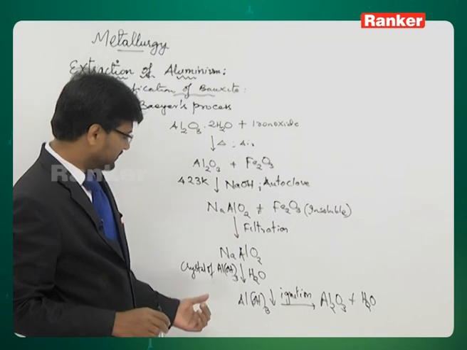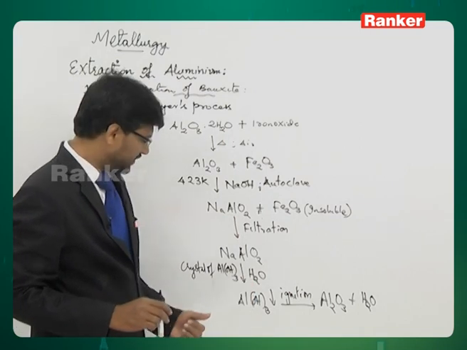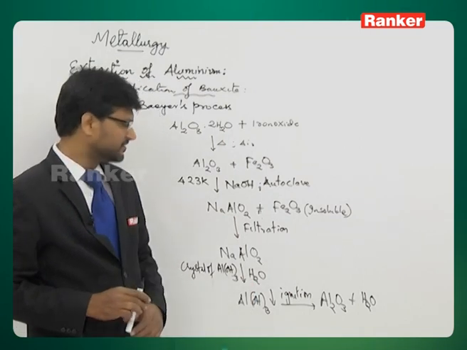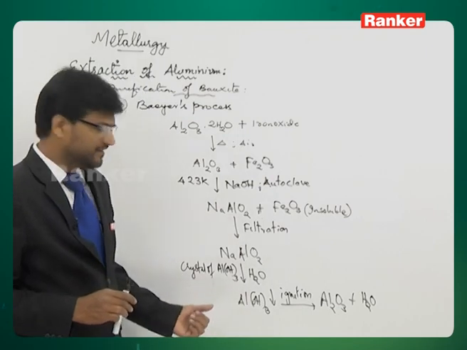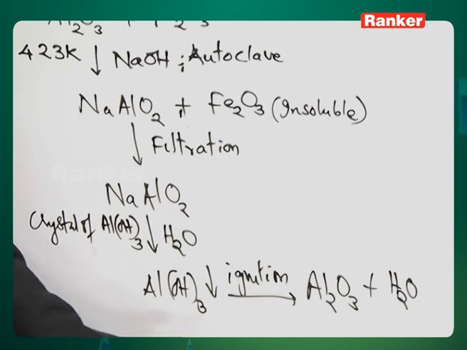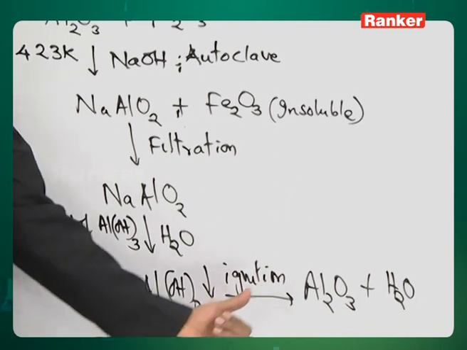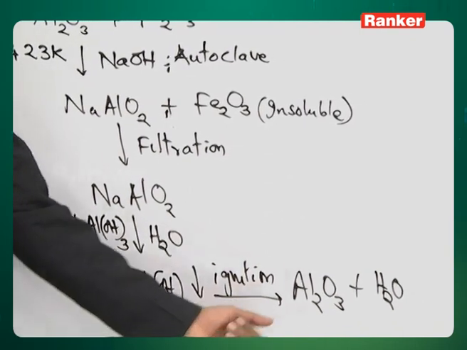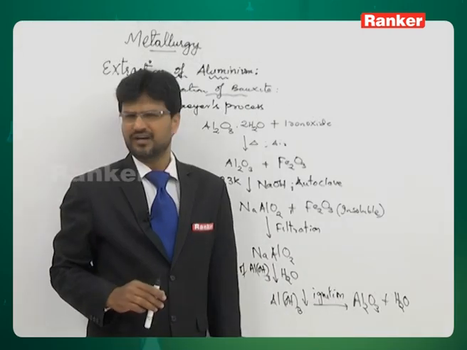This is then mixed with lots of water, and you add a crystal of aluminium hydroxide which acts as a seeding agent, and you get a precipitate of aluminium hydroxide. This is then subjected to ignition. After filtration, it is subjected to ignition and you get anhydrous alumina.